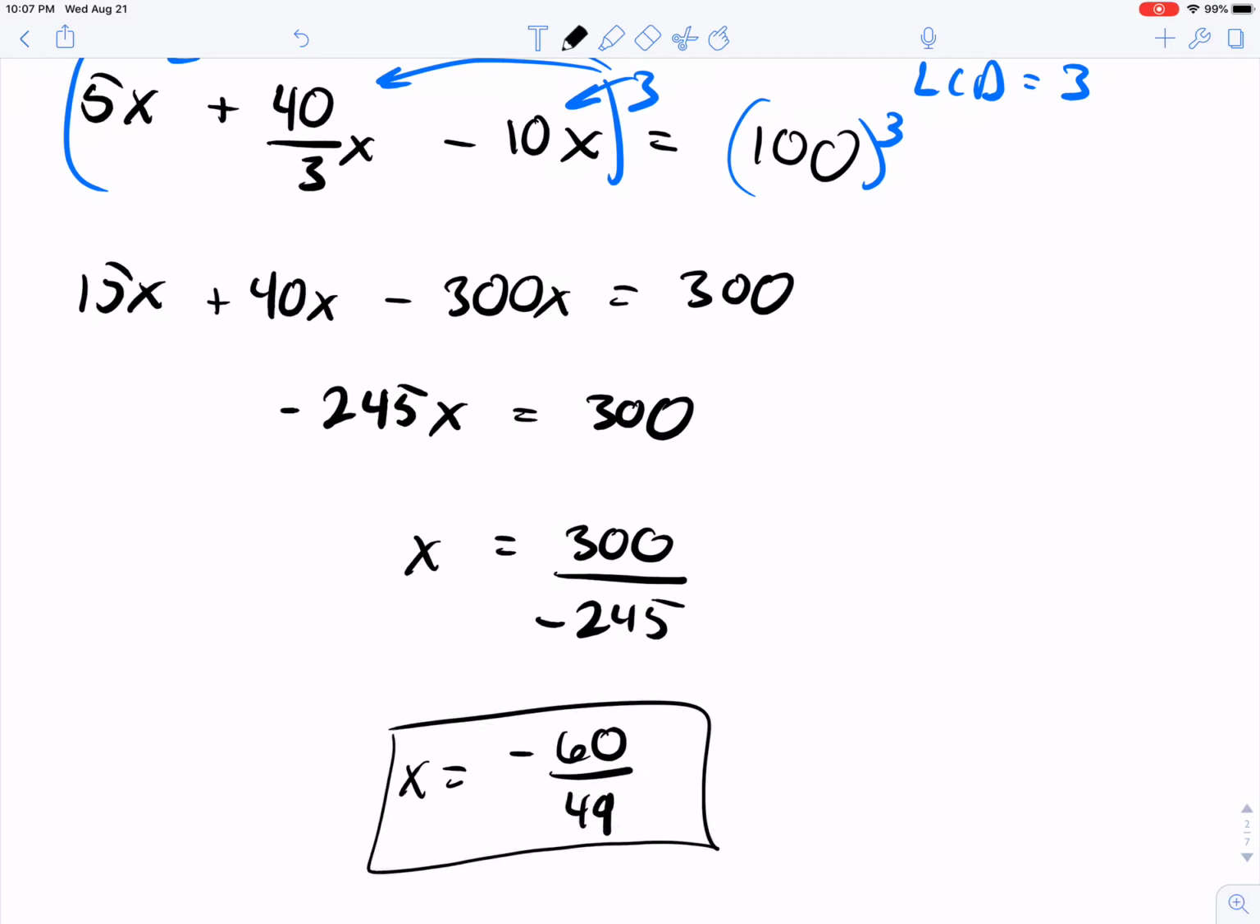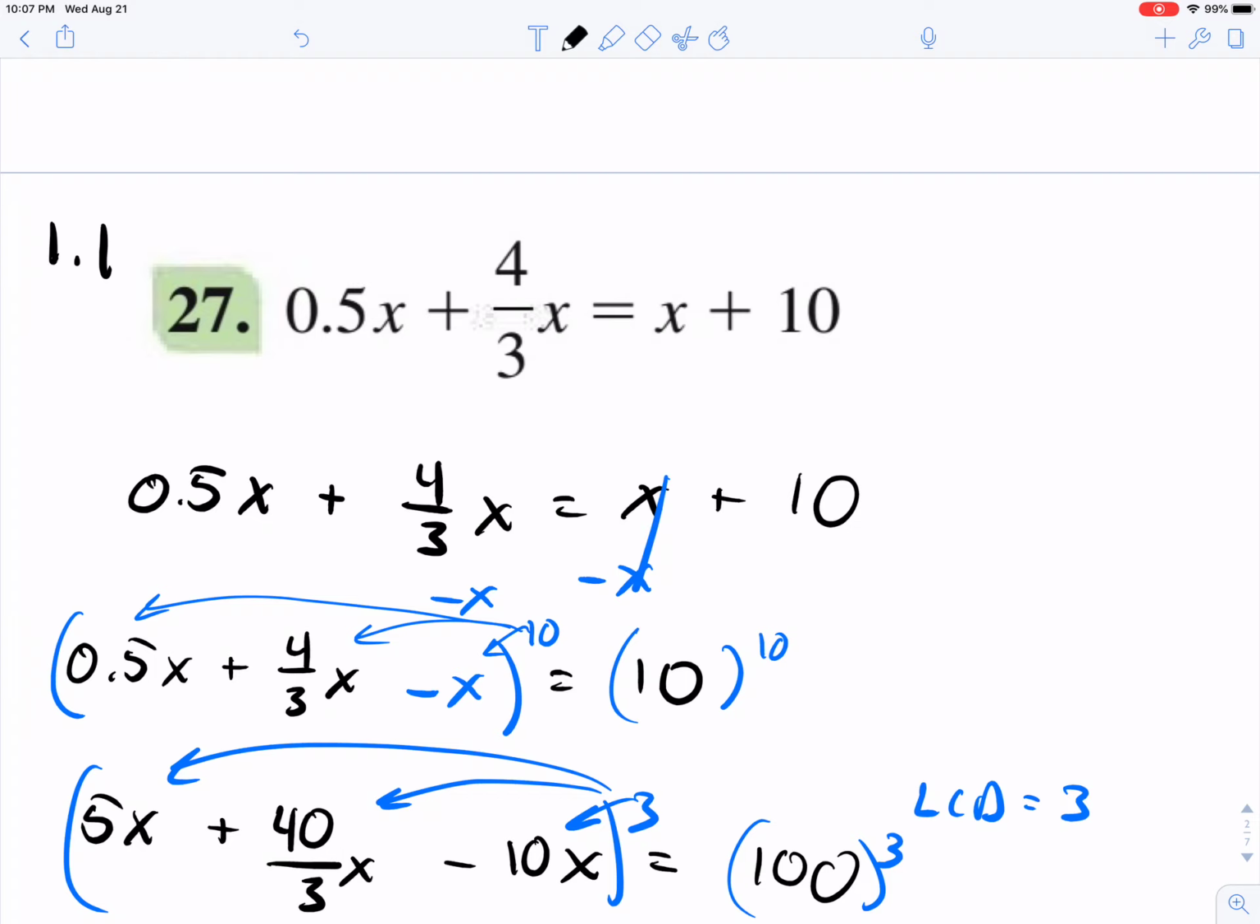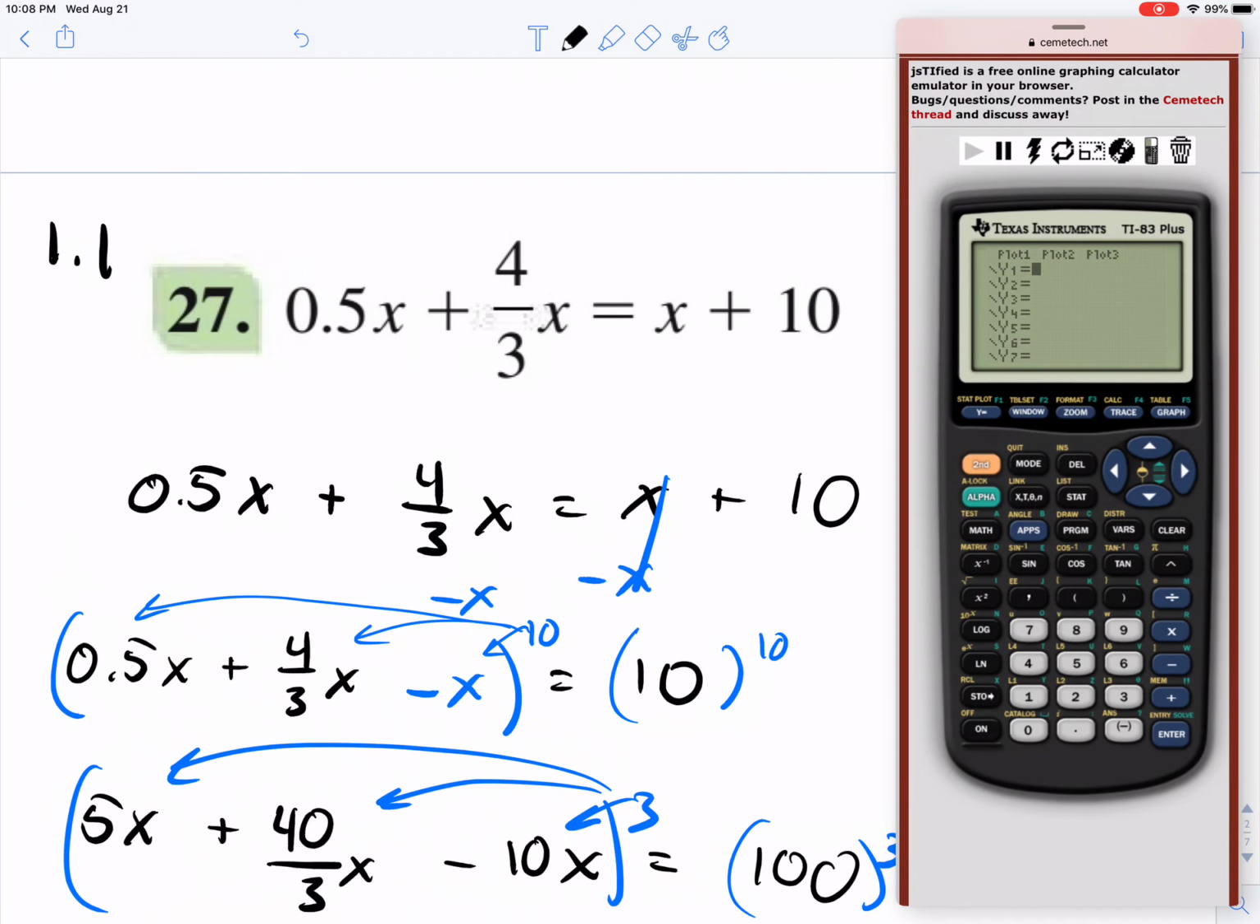Okay, now if that's correct, if we plug this value into the original, it should be true, right? I'm just going to plug it into the left and the right and show that they're equal. So let me get a copy of the left. That's 0.5 times x plus, in parentheses, 4 divided by 3, close parentheses, times x. That's the left-hand side. The right-hand side is x plus 10, okay? So we have the left and the right.